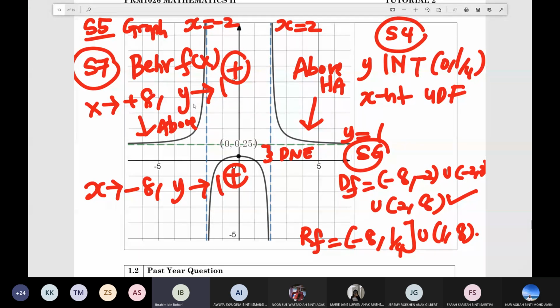Question 9, rational function. The rational function has the longest steps. It has 7 steps, step 1 to step 7, yeah. And question 10.